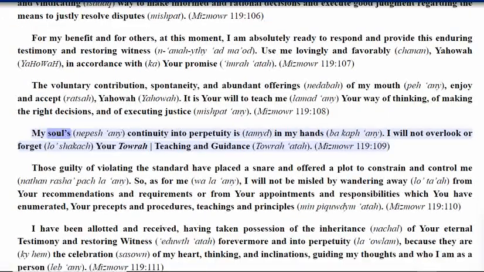Mizmowr 119-108. My soul's, Nipesh Eni, continuity into perpetuity is, Tamid, in my hands, Bar Kaf Eni. I will not overlook or forget, Lo Shakik, your Torah, teaching and guidance, Torah Otter.